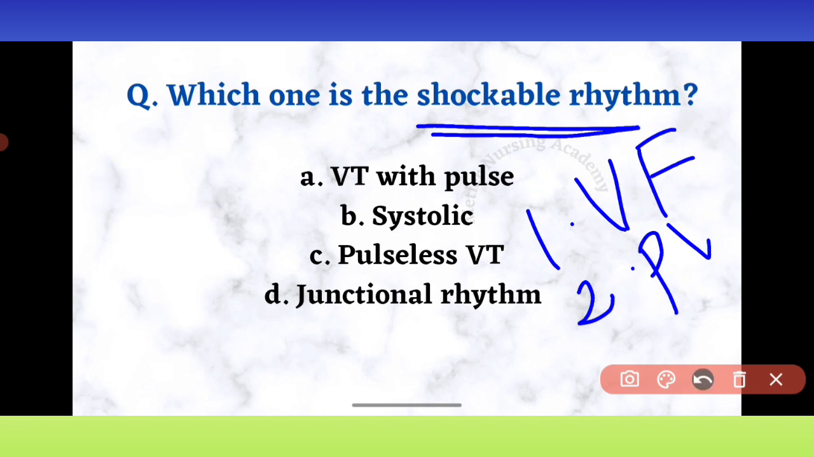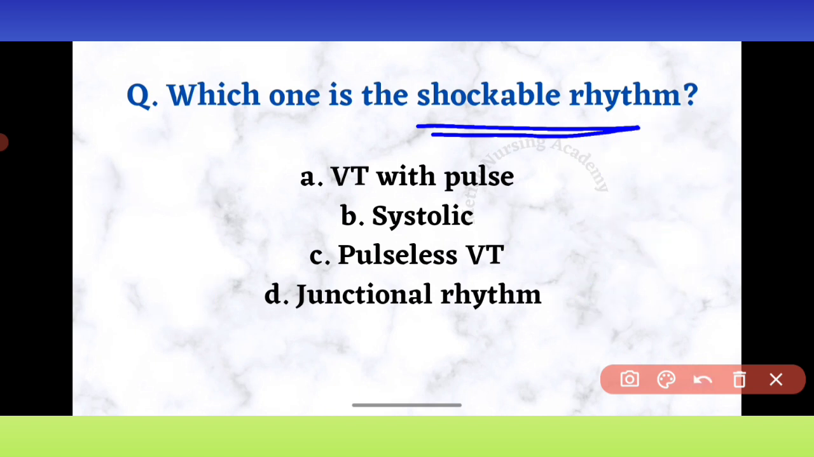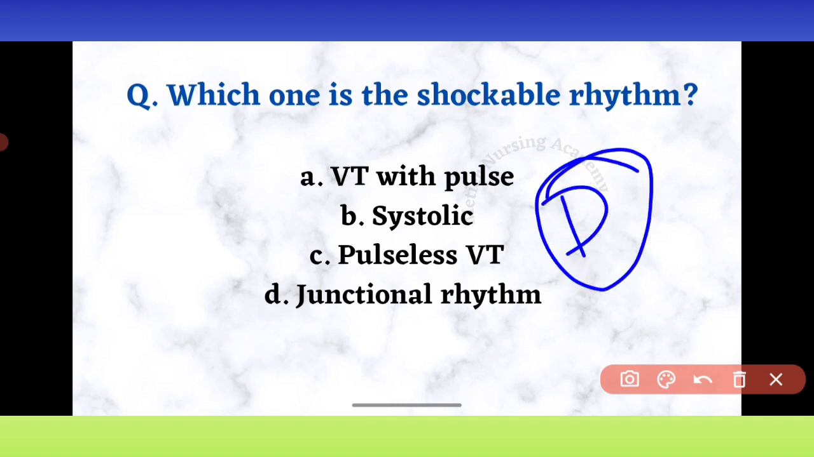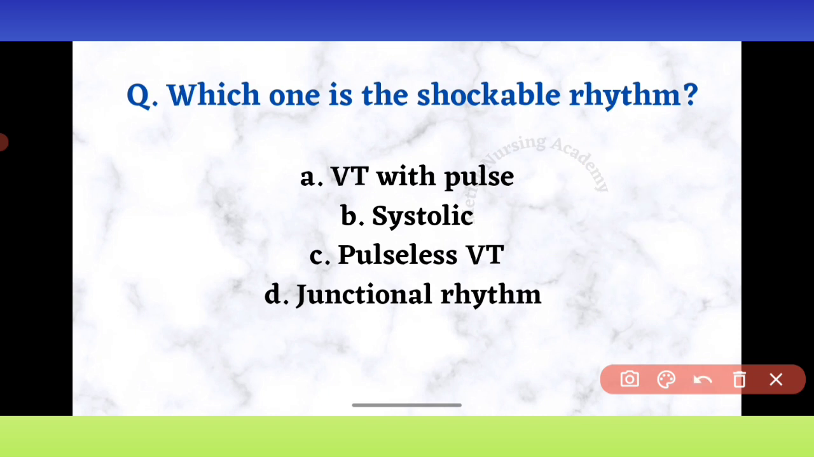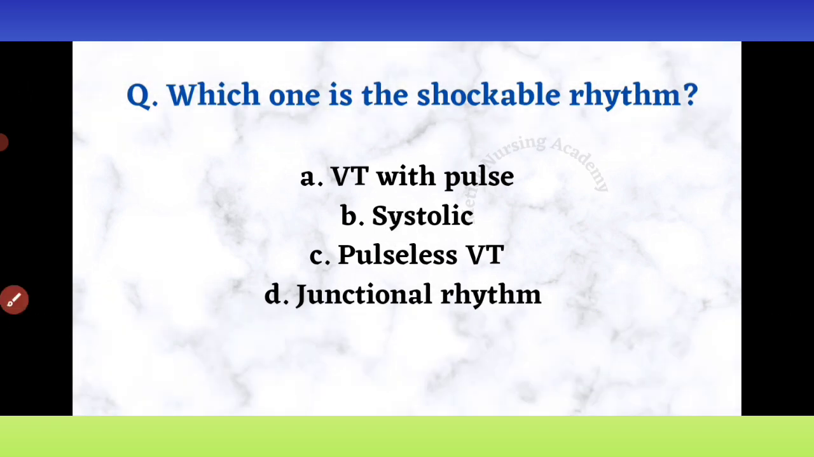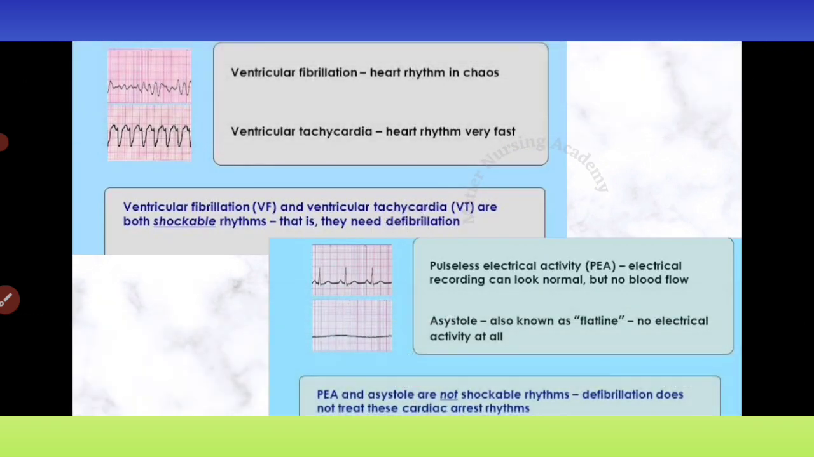So in these 2 conditions, ventricular fibrillation and pulseless ventricular tachycardia, what are we supposed to do? We are supposed to use the defibrillator to administer the shock and the heart will restart again. So here the right answer is pulseless ventricular tachycardia. Again, we can see in detail. Now we are going to discuss the other options also.